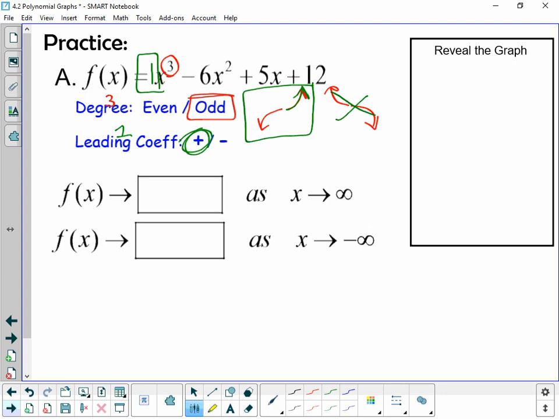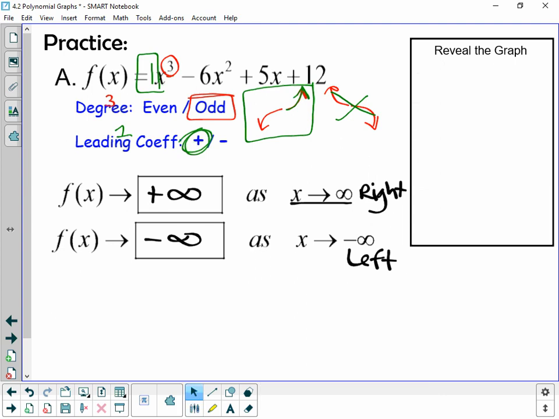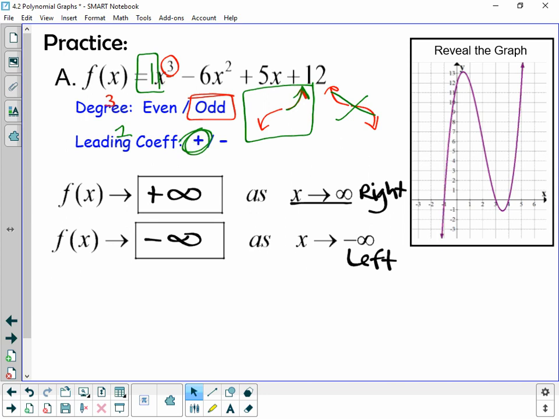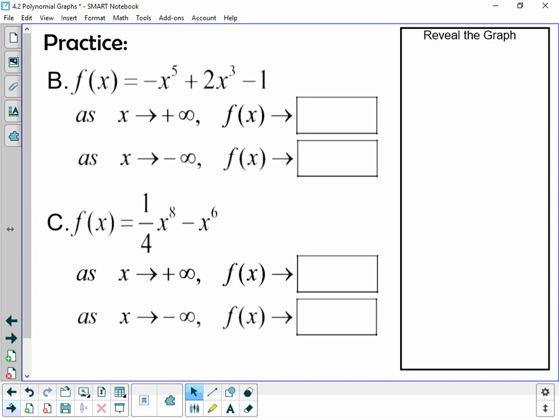And I often draw that little picture of the two ends to help me. You definitely don't have to do that, but I like to do that. So we want to know for this notation, what's the function doing as x goes to the right? Well, on the right-hand side, this is going to positive infinity. What's the function doing as x goes to the left towards negative infinity? Well, in this case, the function is very low over there on the left. Here's a picture of the function, so we can just confirm that we were right, and that looks good. On the right, it's up high. On the left, it's going down low.